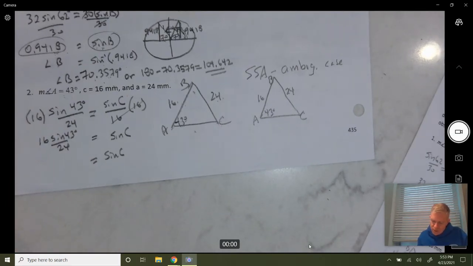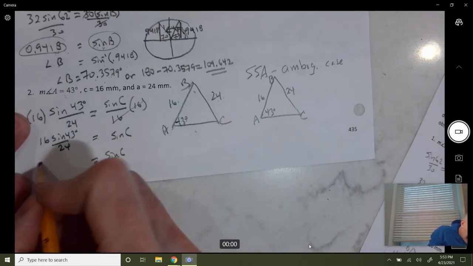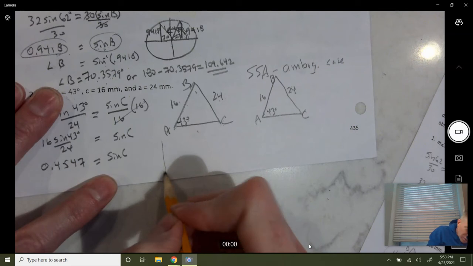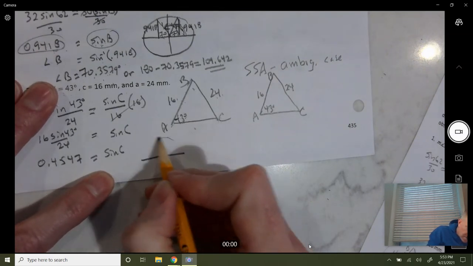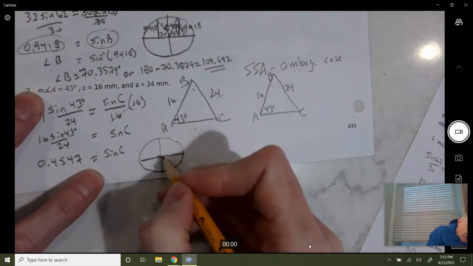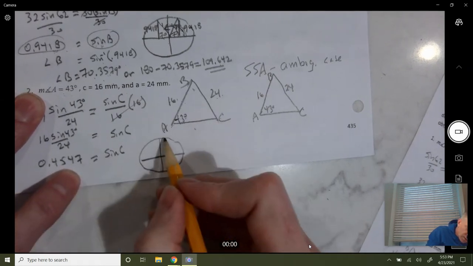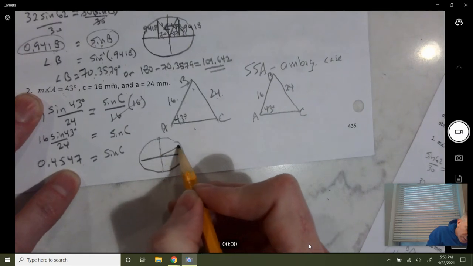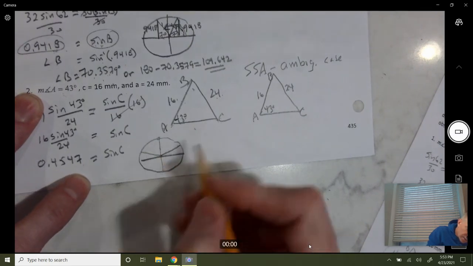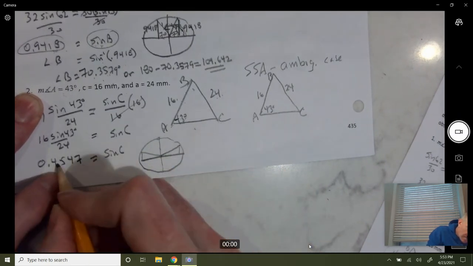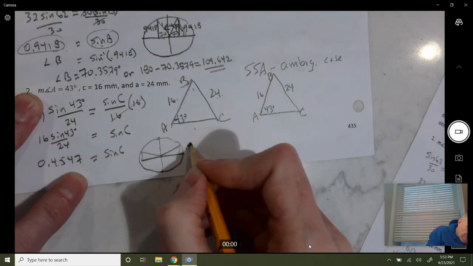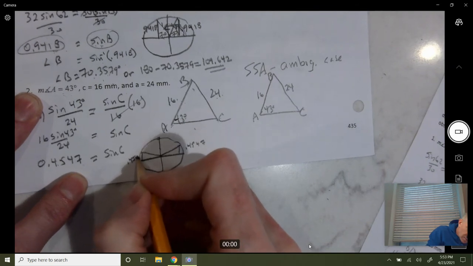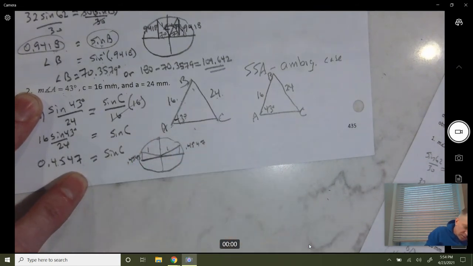Sine of C equals 0.4547. Okay, remember on your unit circle, if the sine of your angle is positive, that could be in quadrant 1 or quadrant 2. So this would be a y value of 1. This would be a y value of about 1/2. So it's going to be probably over here, kind of a smaller angle. For my y value, or the sine of my angle, to be 0.4547. Of course, that's if it's a unit circle.